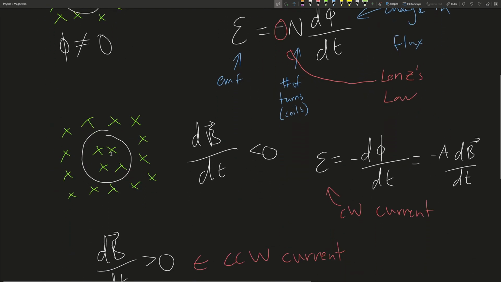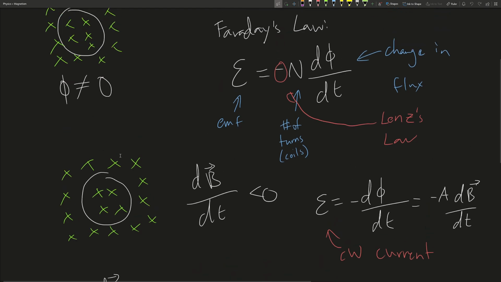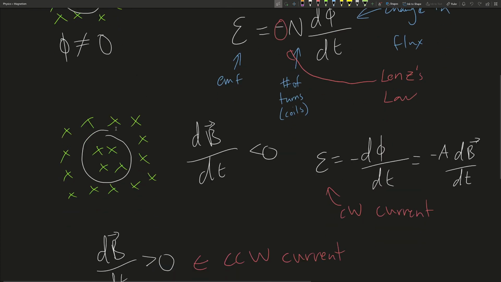So if you choose the area vector to be pointing out of the page in this scenario, then the flux is going to be negative because the magnetic field vector and the area vector are in opposite directions. That means that when you decrease the area, the flux is going to get less negative, so the flux is going to be increasing.